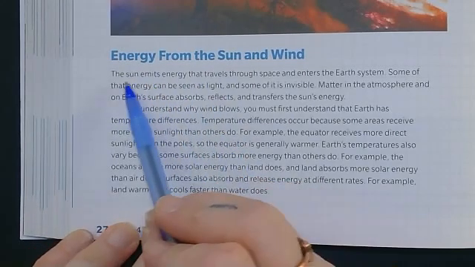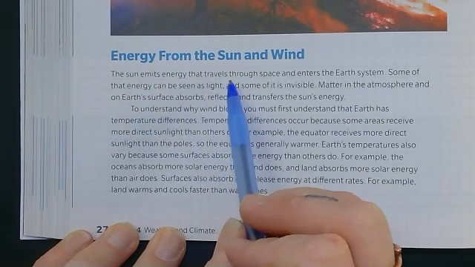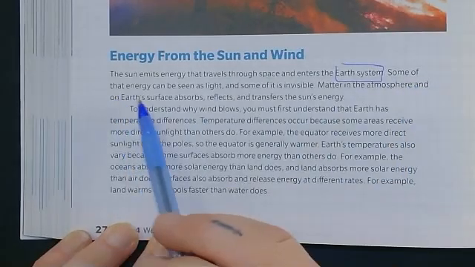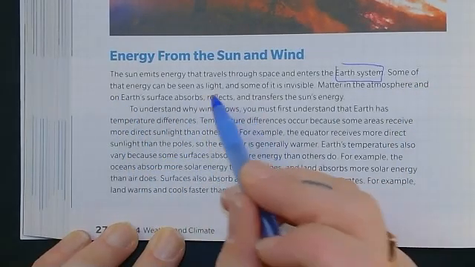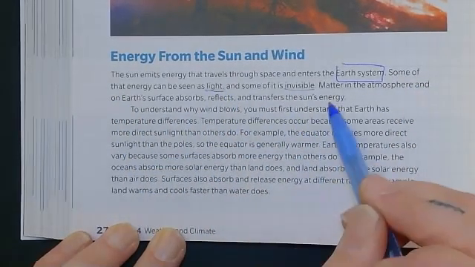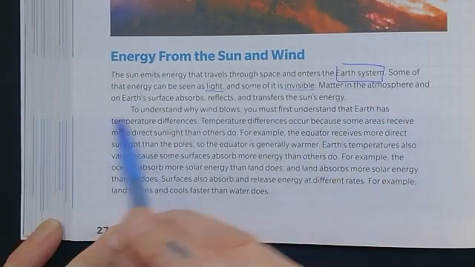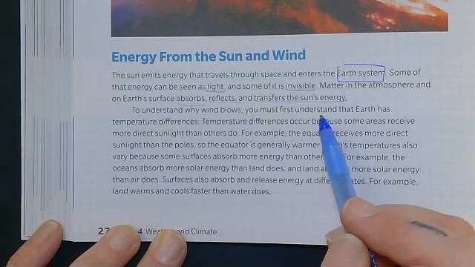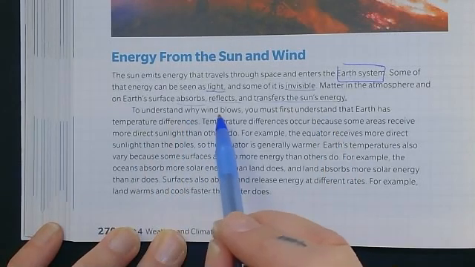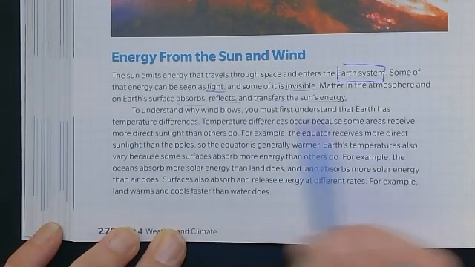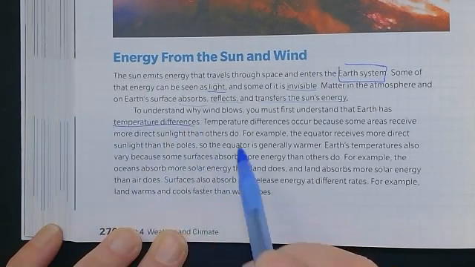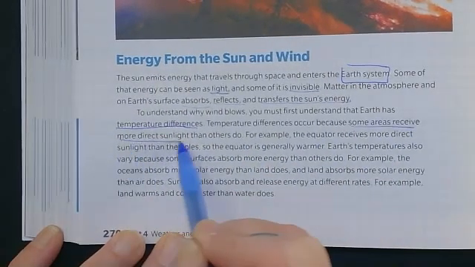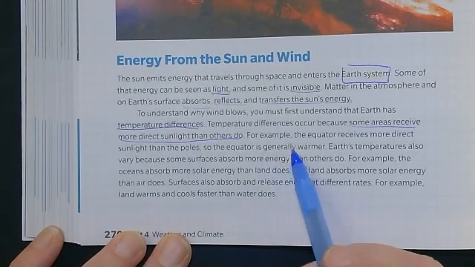Energy from the sun. The sun emits energy that travels through space and enters the Earth's system. Some of that energy can be seen as light, and some of it is invisible. Matter in the atmosphere and on the Earth's surface absorbs, reflects, and transfers the sun's energy. To understand why wind blows, you must first understand that Earth has temperature differences. Temperature differences occur because some areas receive more direct sunlight than others do.